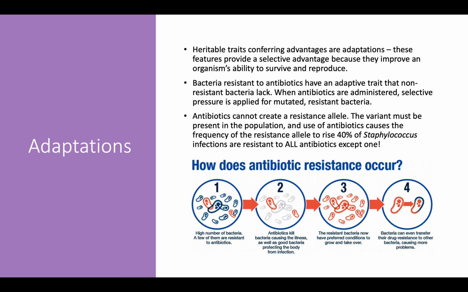So let's look at how antibiotic resistance actually occurs. In circle 1 here, we have a high number of bacteria. A few of them are naturally resistant to antibiotics. Antibiotics kill the bacteria that they're meant to. In this example, all these blue bacteria are killed. They kill the bacteria causing the illness, as well as good bacteria protecting the body from infection, because that's what antibiotics do. The resistant bacteria now have the preferred conditions to grow and take over. And bacteria can even transfer their drug resistance to other bacteria within the body, causing even more problems.